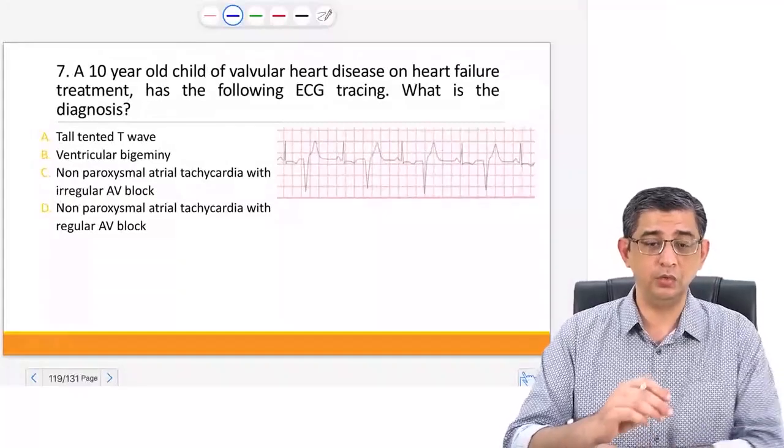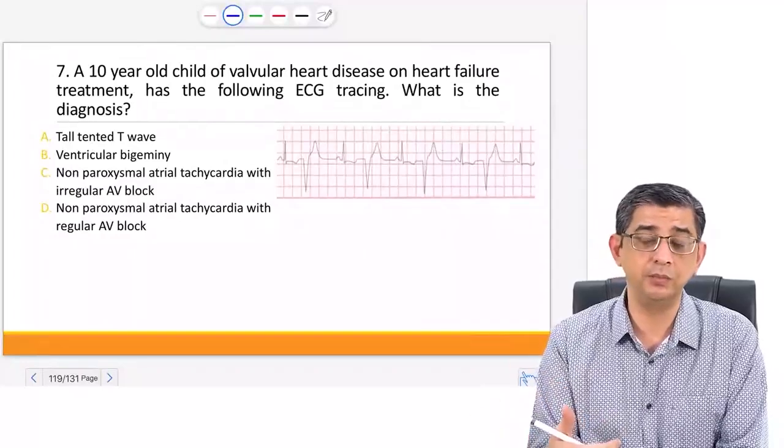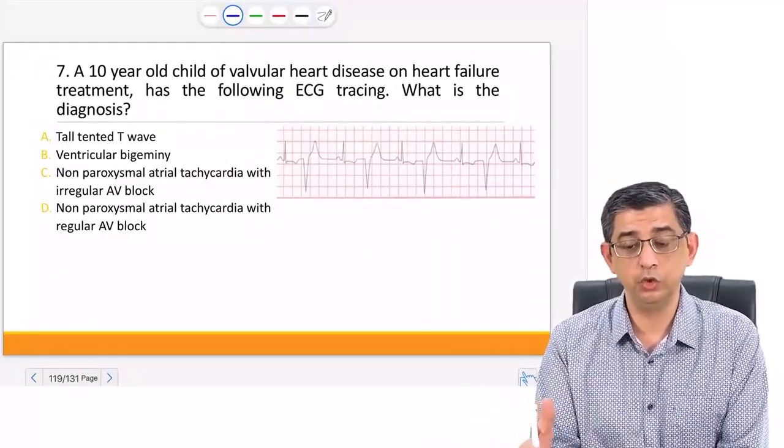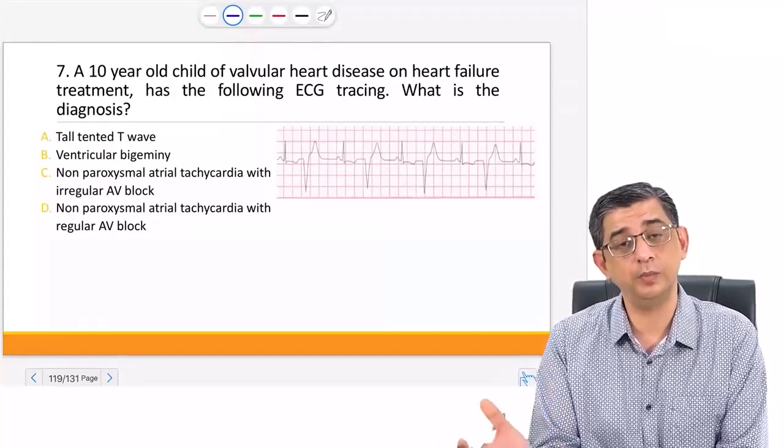In fact, you cannot afford to go wrong in ECG because your rivals will be scoring there. So if you spend some time analyzing these rhythms, you will be more comfortable, and you will see that your strike rate in even other topics will increase.